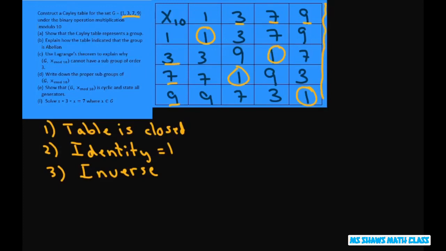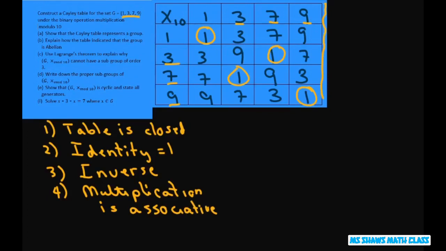All right, so for associativity, multiplication is associative. You don't have to really prove it. You can just say multiplication is associative. So is addition. So you don't always have to keep proving that.